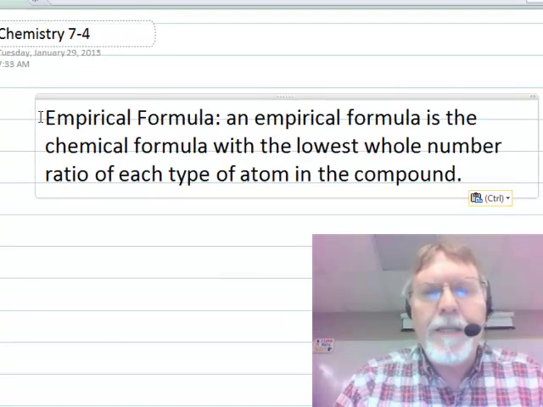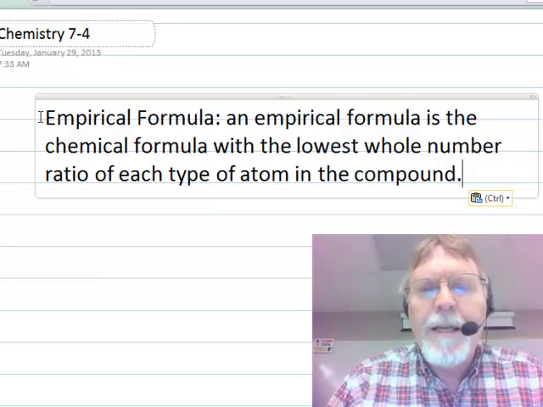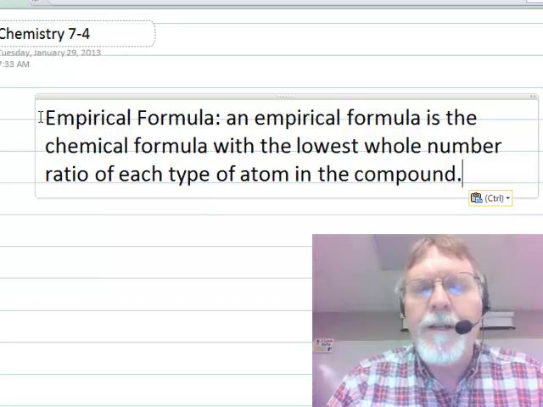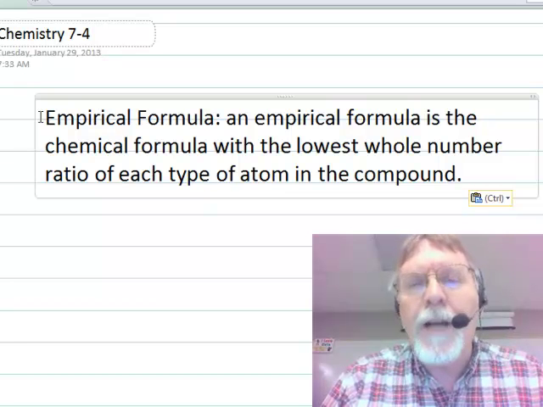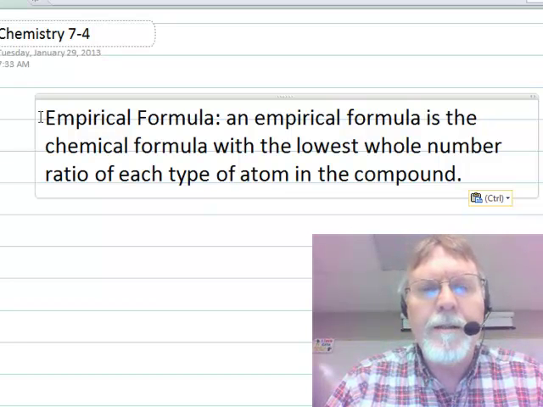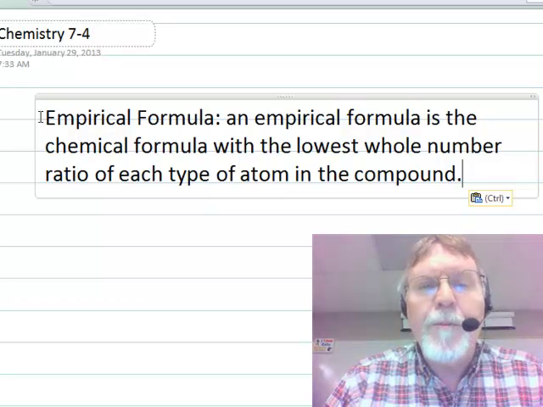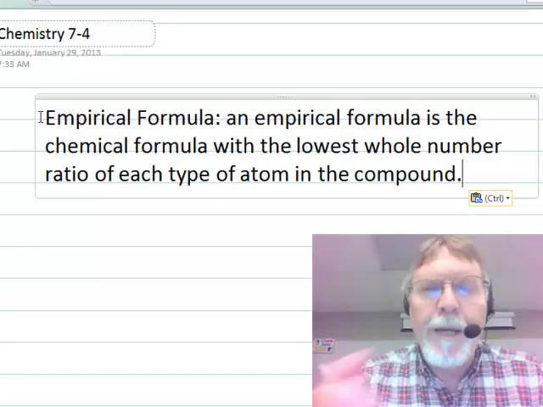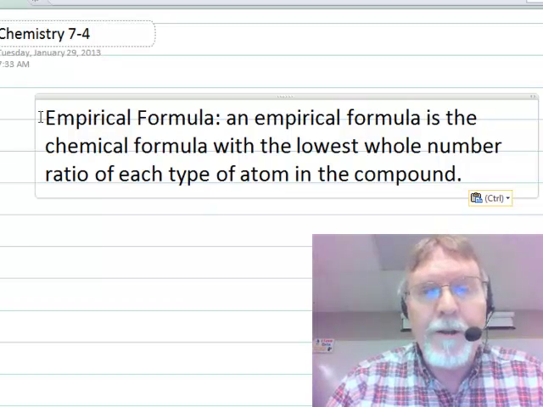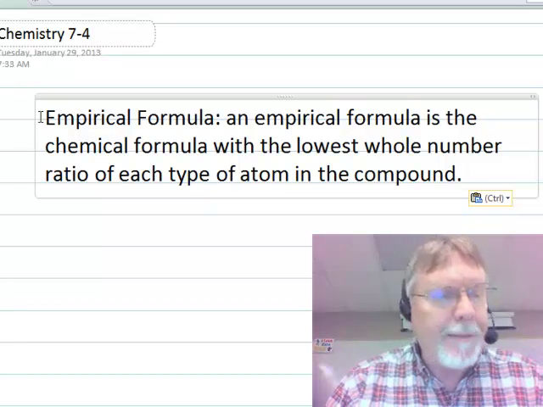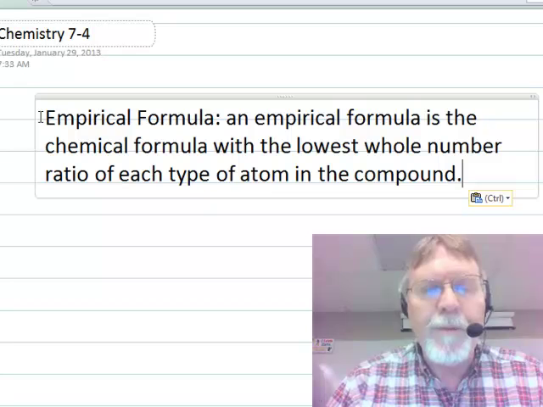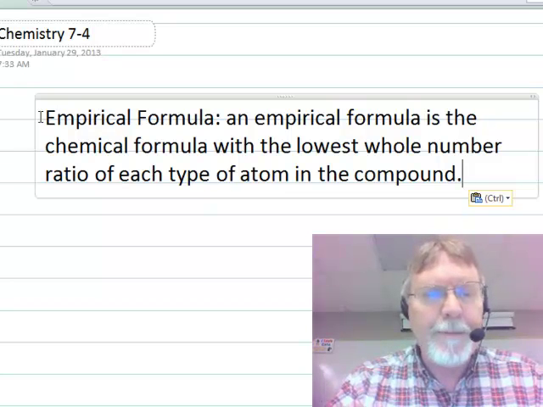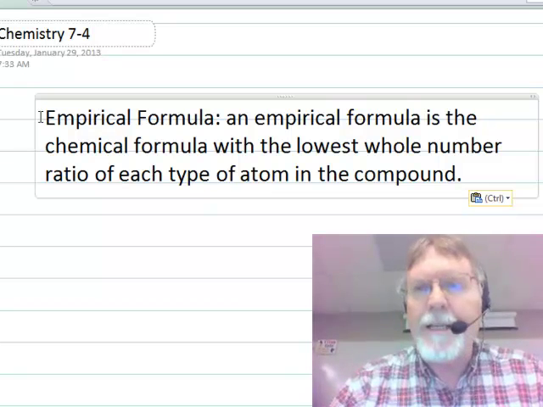The empirical formula is defined as a formula that gives the lowest whole number ratio of each type of atom in a compound. The empirical formula for ionic compounds is usually the formula unit. For molecular compounds, the empirical formula may or may not be the molecular formula, and we'll take a look later on at how you actually determine that. But first of all, we are going to calculate empirical formulas from percent composition data. And so let's take a look at an example of that.